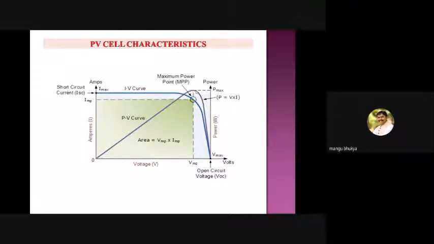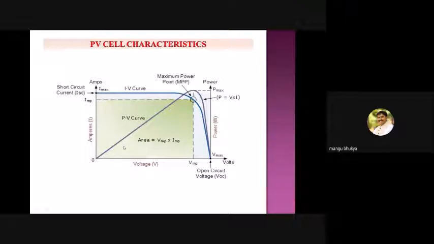But beyond that peak power point, as voltage is increasing, the power drawn from the panel is decreasing. So the peak power point separates these two characteristics. Before the MPP point, your panel behaves differently, and beyond the MPP point, your panel behaves differently.